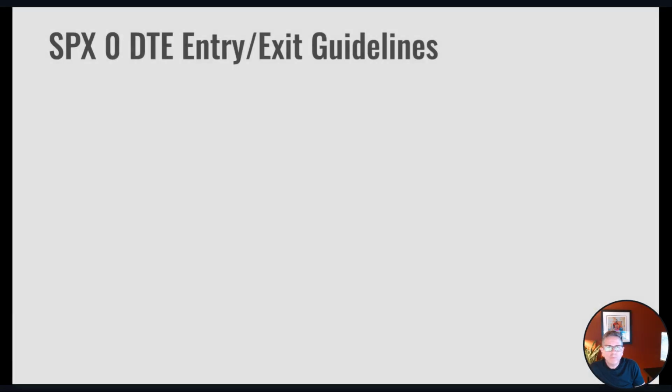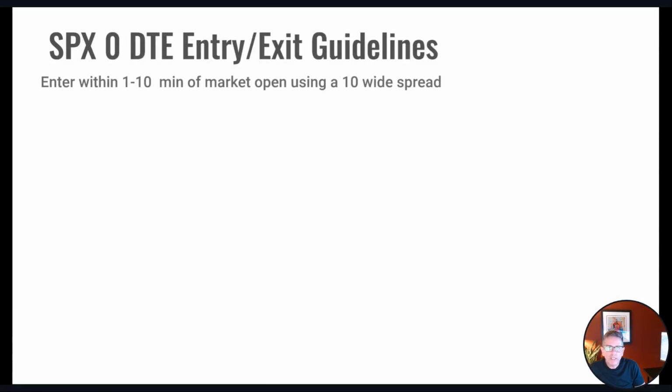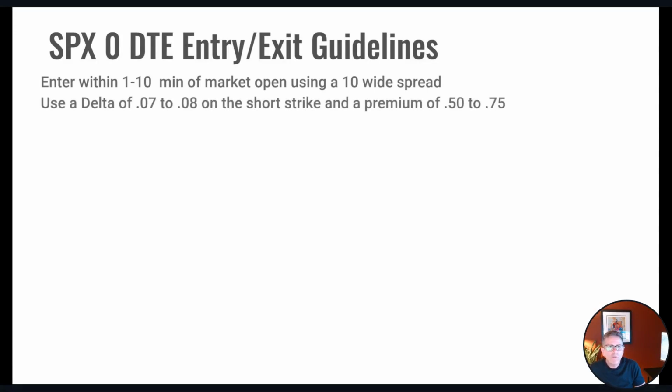Okay, so let's look at the entry-exit guidelines for 0DTE. First thing is, when I go into the market, I trade between 1 minute to 10 minutes of the market opening, and I use a 10 wide spread, and I'll share why I use that.